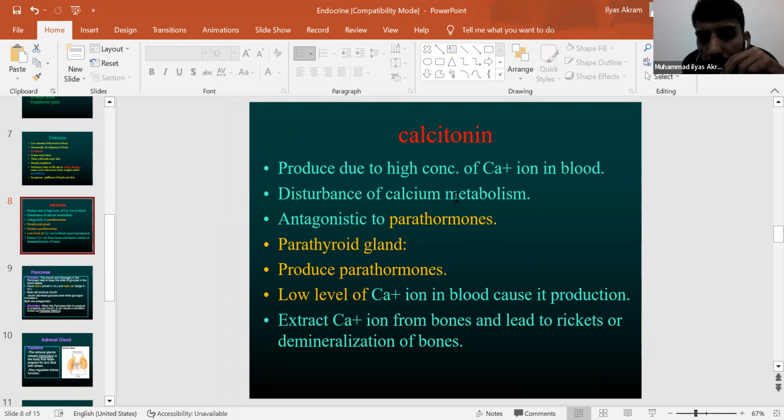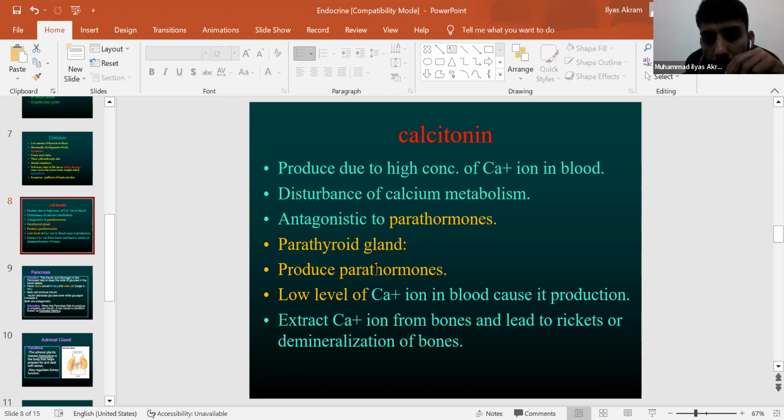There is always a maintenance of every ion in the body. So when more calcium ions stream in the blood, that disturbs our calcium metabolism. Calcitonin works antagonistic to parathormone. Antagonistic means they work against each other. Parathormone is produced by the parathyroid gland when there is a low level of calcium ion in the blood, while calcitonin is produced by a high amount of calcium in the blood.